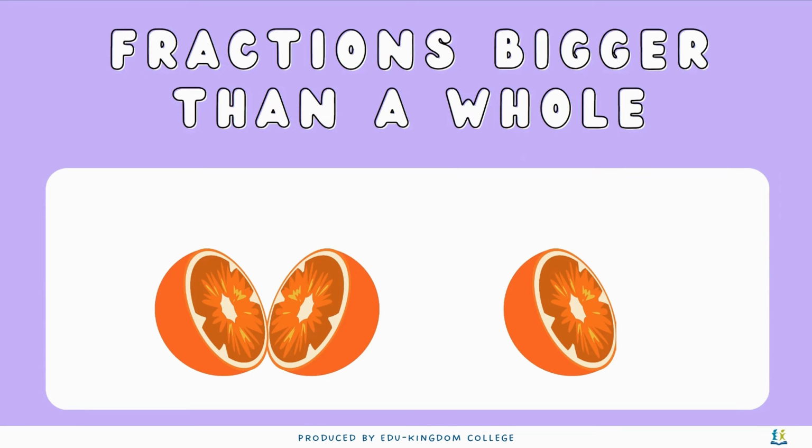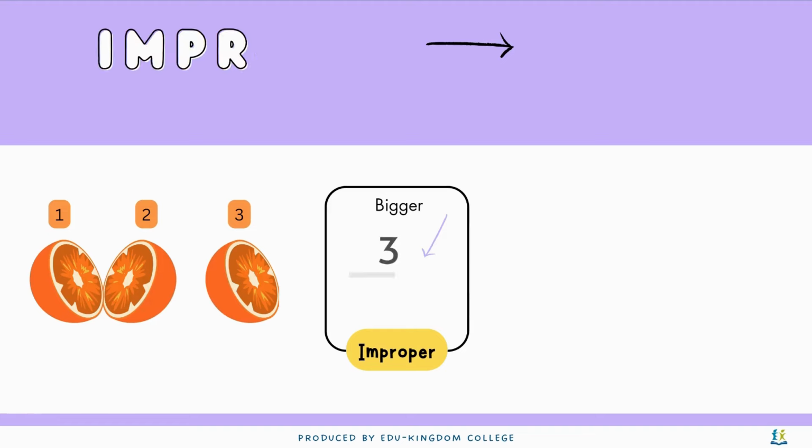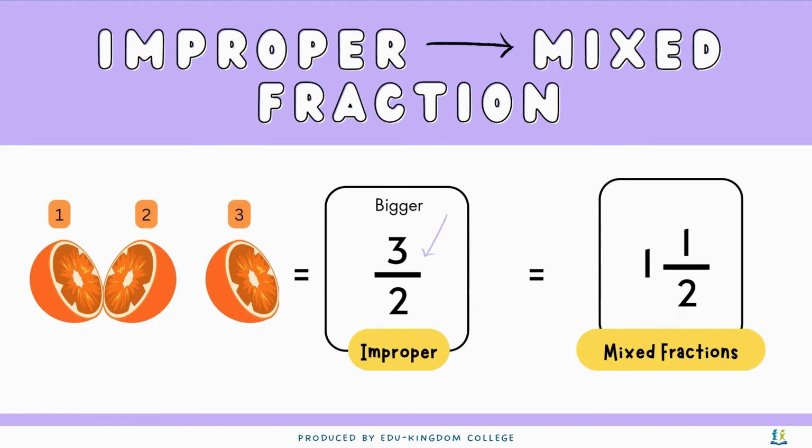Let's have a look at this visually. We have half orange slices here. How many slices of halves do we have? 1, 2, 3. If we write this as an improper fraction, we have 3 halves, so it's going to give us 3 over 2. This is an improper fraction, but once we put it into a mixed fraction, it gives us 1½. But why is that? We can see that 2 halves makes a whole orange, so it's going to be the whole number 1. And then we have an extra half, so it's going to be the proper fraction on the right.